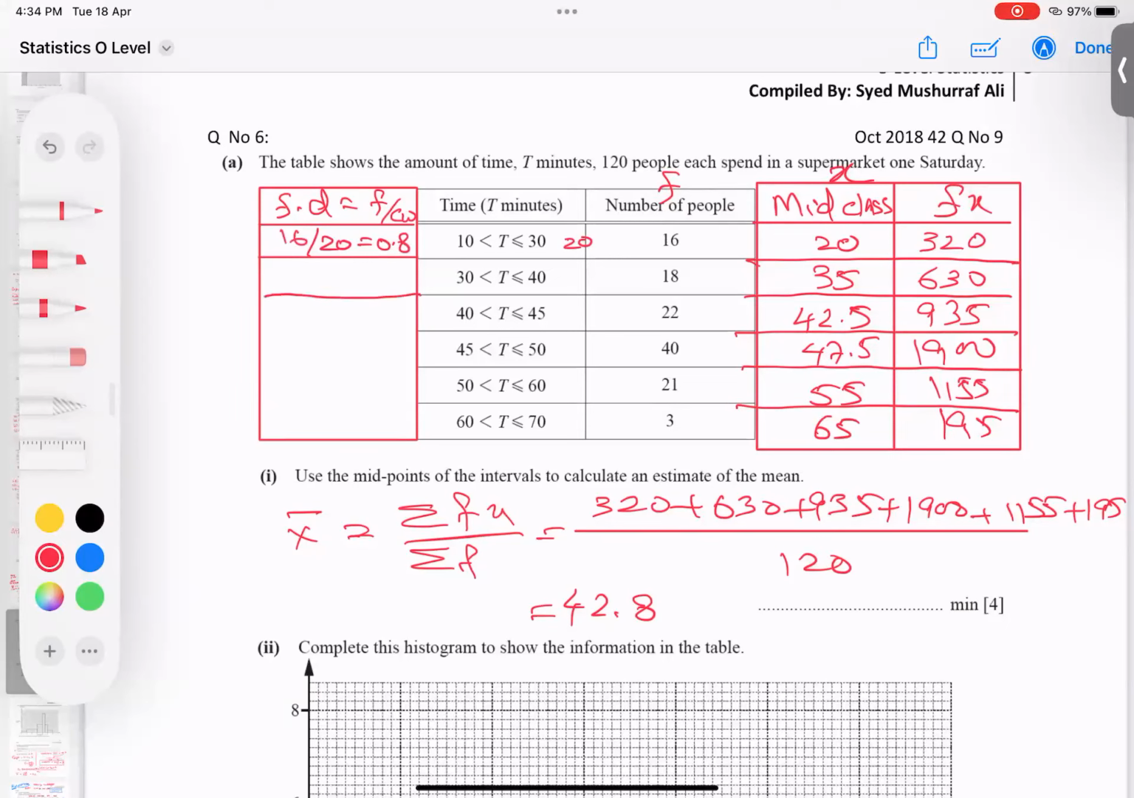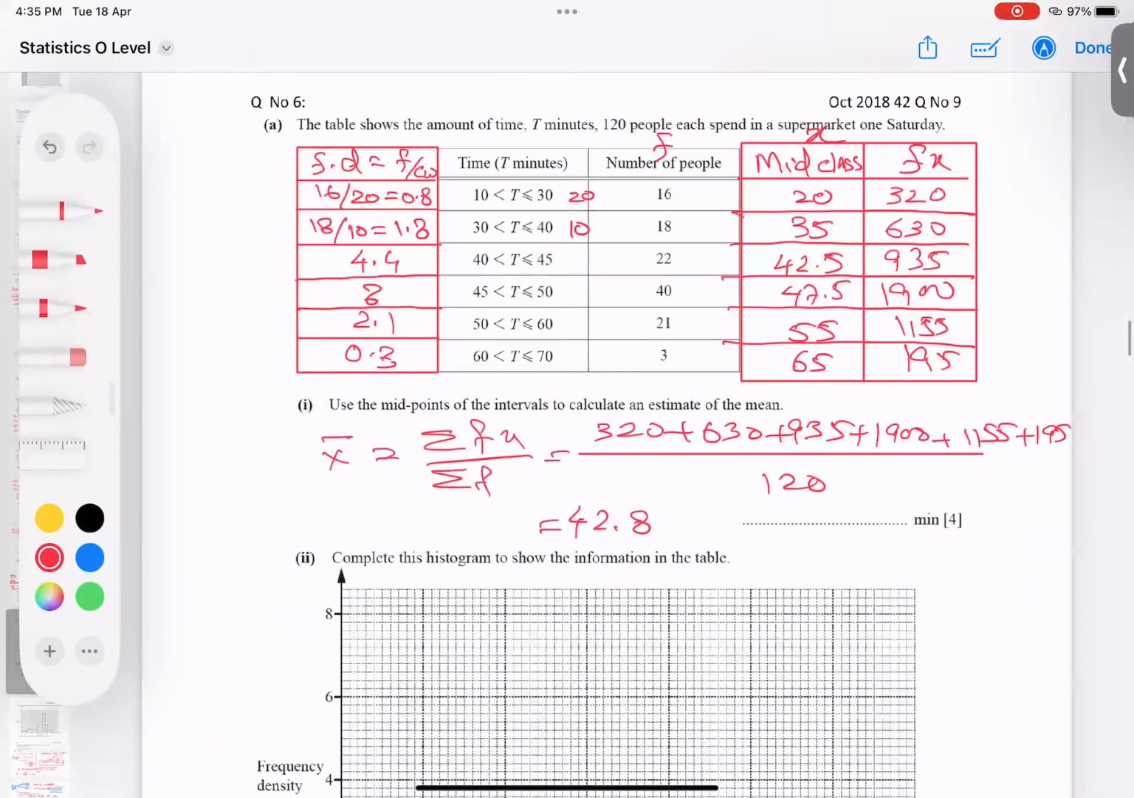The next value I do directly now, or I can show working, no problem. Again, frequency is 18 divided by the gap, 40 minus 30, the gap is 10, so 1.8. Next, I'm writing directly: 22 divided by gap 5 is 4.4. And next, frequency 40, gap 5, I'm getting 8. Frequency 21, gap 10, so 21 by 10 always gives 2.1. And frequency 3, gap 10, so it becomes 0.3.